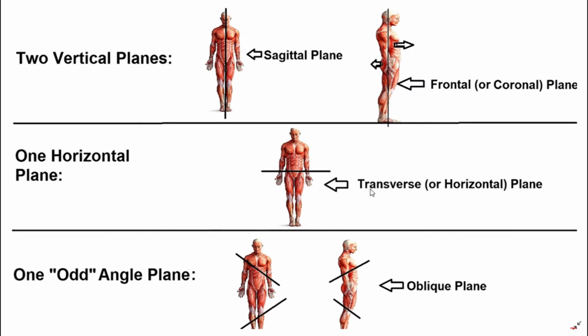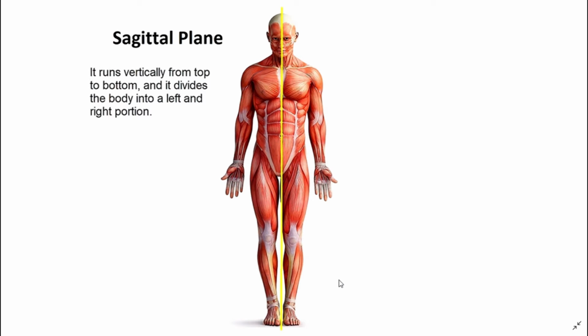We have two vertical planes. One is the sagittal plane, another is the frontal or coronal plane. We have one horizontal plane, and it is also known as the transverse plane. And this is the oblique plane, and it is also known as the odd angle plane. The sagittal plane runs vertically from top to bottom, and it divides the body into a left and right portion.